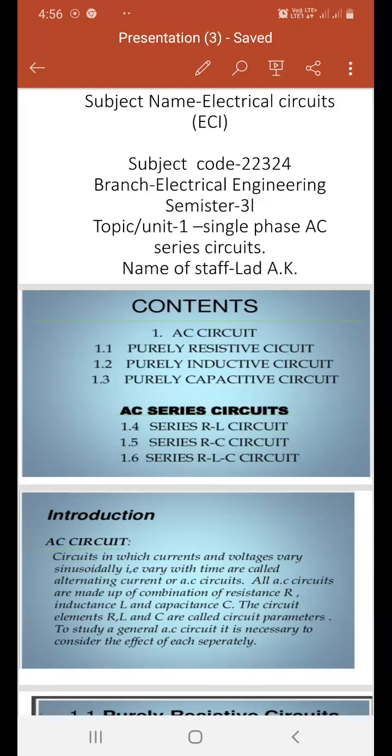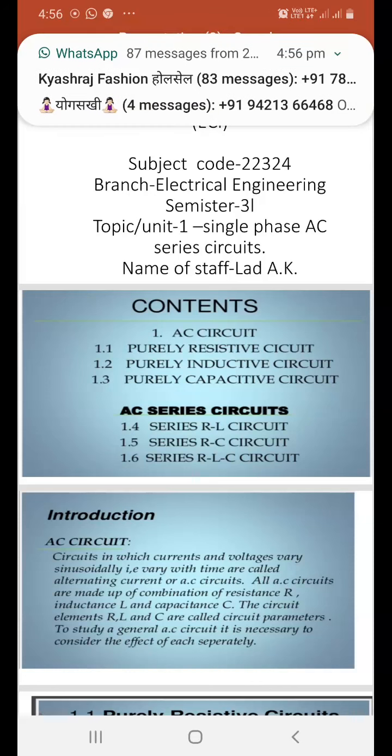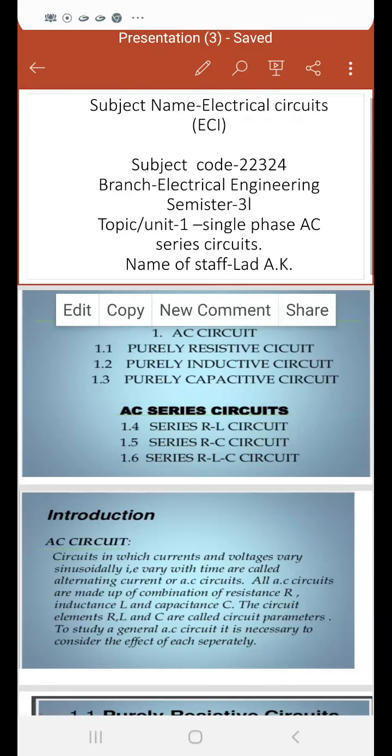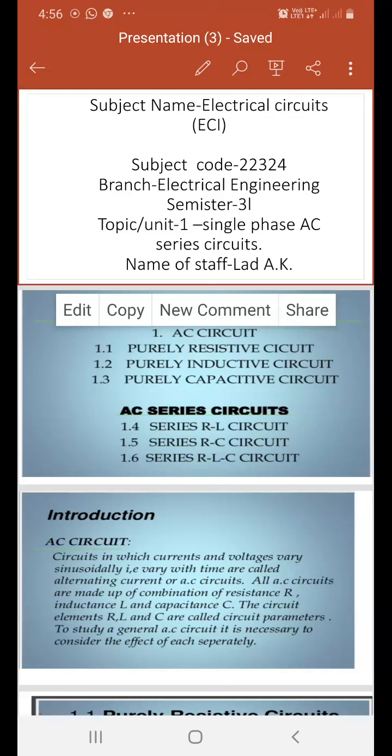Second year electrical engineering. Subject name: Electric Circuit, in short called ECI. Subject code 22324. Branch: electrical engineering, semester 3I. Topic: single phase AC series circuit. Myself, my name is Lad AK.